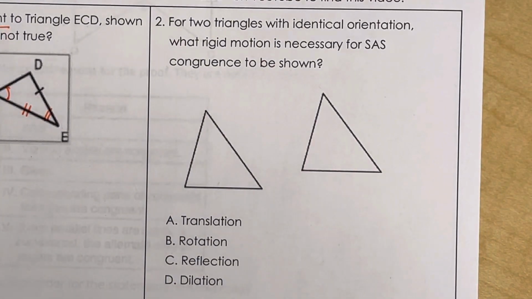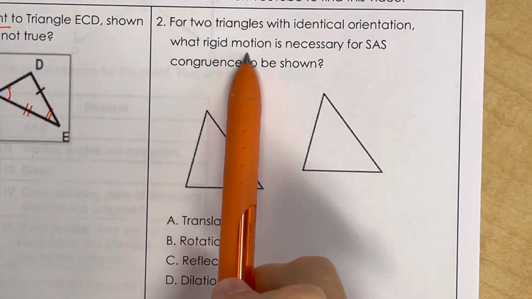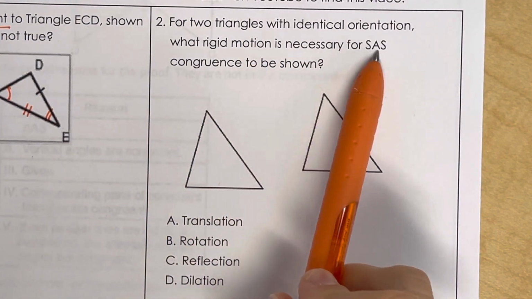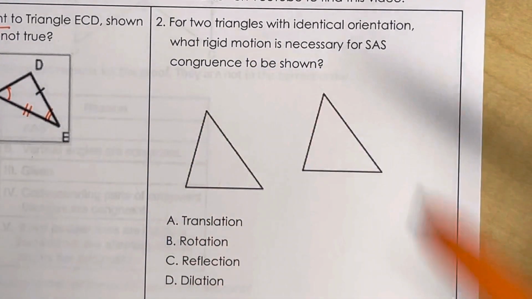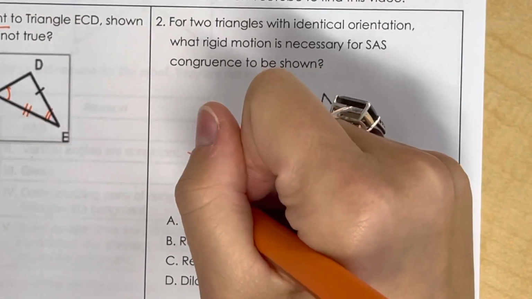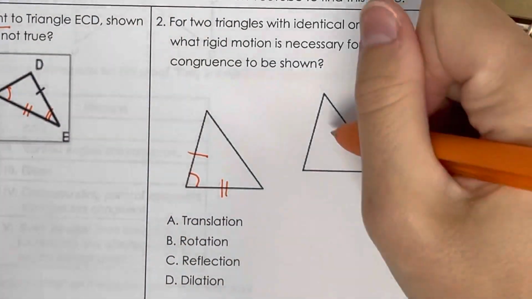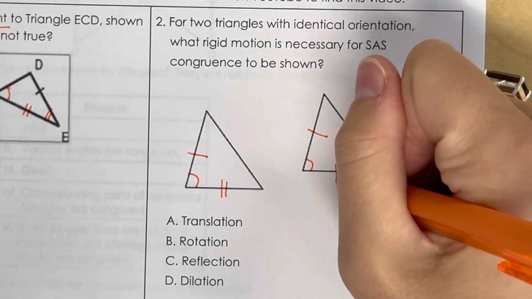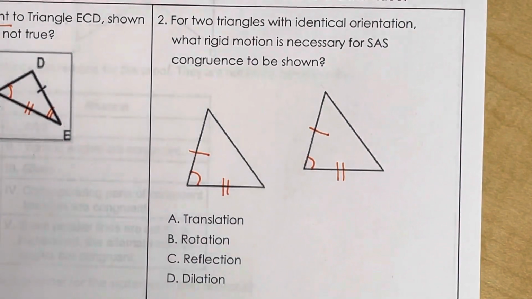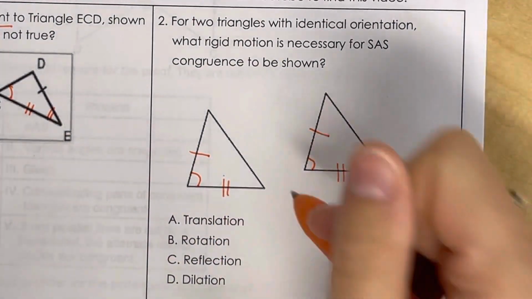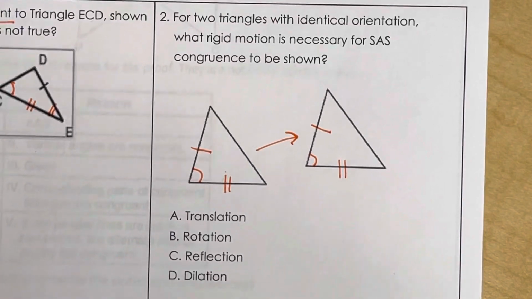For 2 triangles with identical orientations, that means they look the same, they're facing the same way, what rigid motion is necessary for side, angle, side congruence to be shown? So I've got a side, angle, side. I would have the same side, angle, side over here. Now, the only way to get from one triangle to another is by doing some kind of transformation.